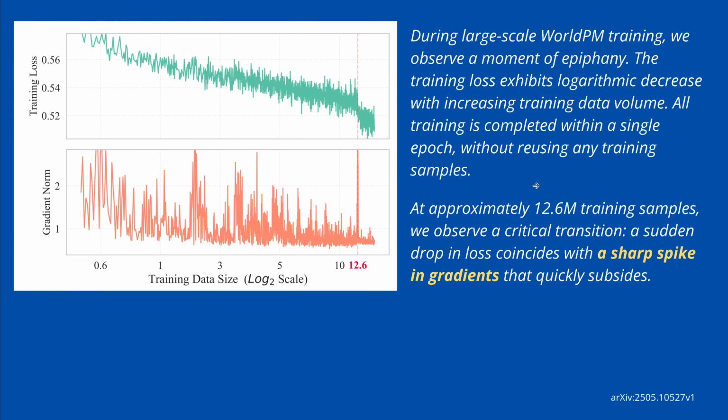But talking about insights, I want to show you this, what fascinated me. This is here the gradient norm, and here the training data size and the training loss here. And during the training, they say they observed here a moment of epiphany. Because you see here the training loss, yeah, goes down and down. But look, there's here something happening. Do you see this? And the same here if you look at the gradient norm. And they said, at approximately 12.6 million training samples, we observed a critical transition. A sudden drop in loss, clonk, coincides with a sharp spike here in gradients that quickly subsides.